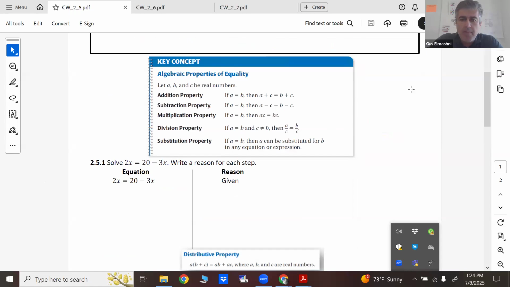Like if a equals b, then of course, if I add c to both sides, that's fair, right? Or if a equals b, I subtract c to both sides, that's fair. Or if I multiply both sides by c or divide both sides by c, again, those are both fair. Or if I substitute, if a equals b, I can replace b with a or vice versa, and that's fair.